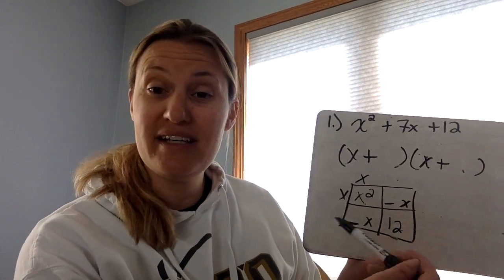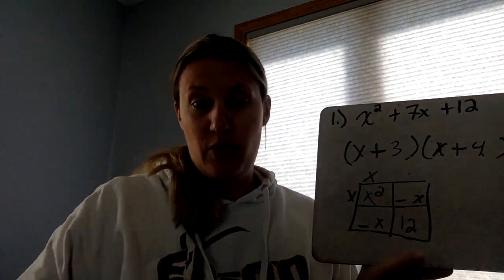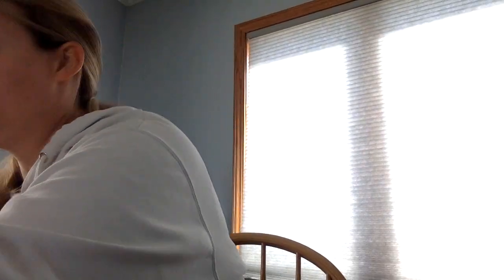So it's the same idea. You're just looking at it from the box method. And again, those numbers would have had to have been 3 and 4. Okay? All right. Let's do another example.